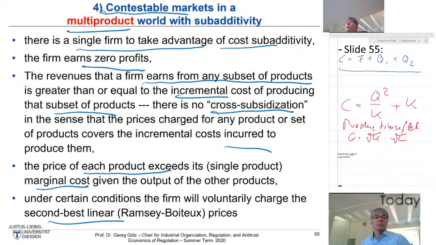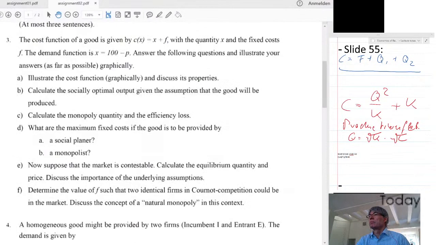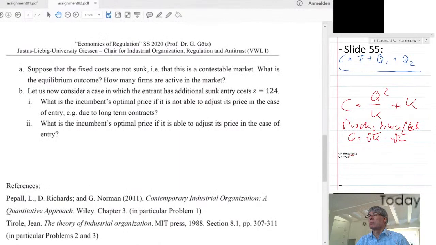So now, going back to assignment 2, you should be able to discuss all the questions we have here. All the problem sets you'll find here, you will be able to discuss based on what I presented today.